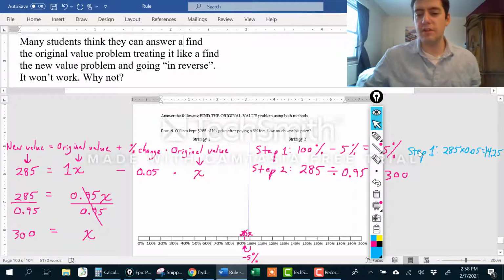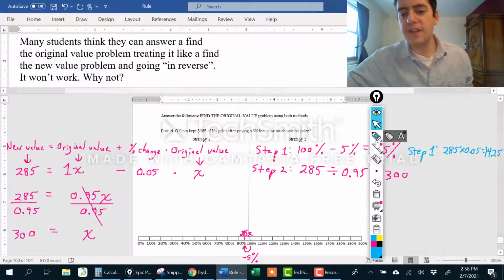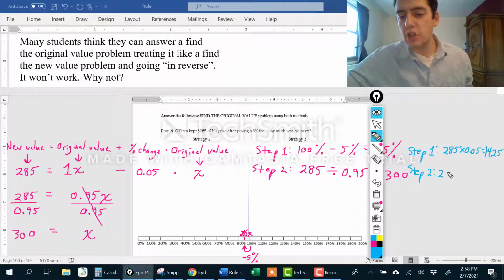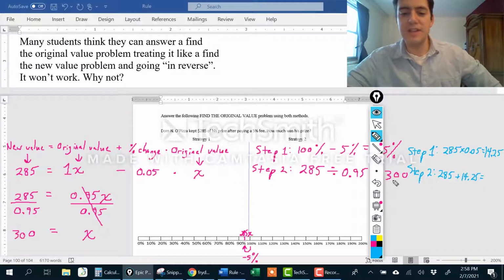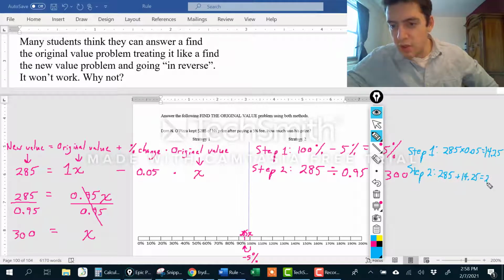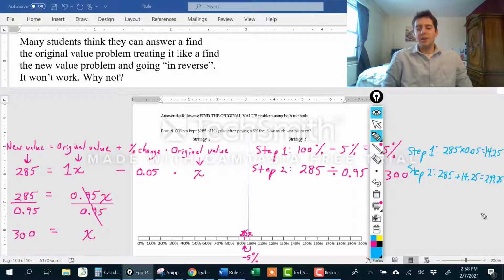So their step 1 is to multiply, and then for step 2, they say 285 plus 14.25. But then notice that the final answer you would get if you do that is not 300 like it should be, like we got using both of the other strategies. If you tried to do it this way, you would get 299.25. So it's almost 300, but not quite.